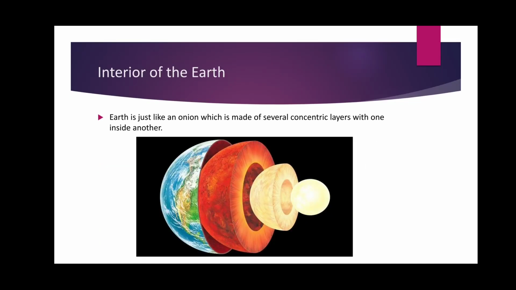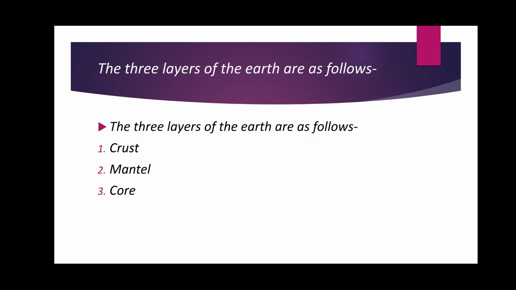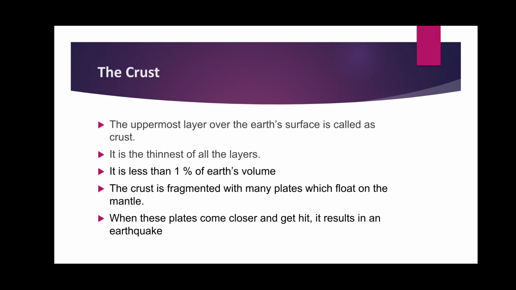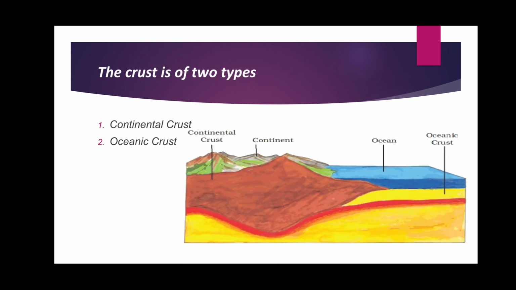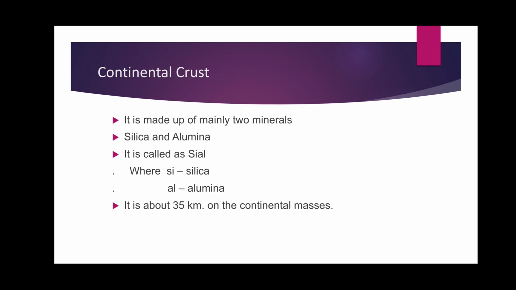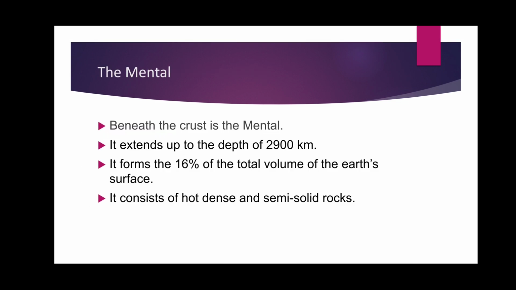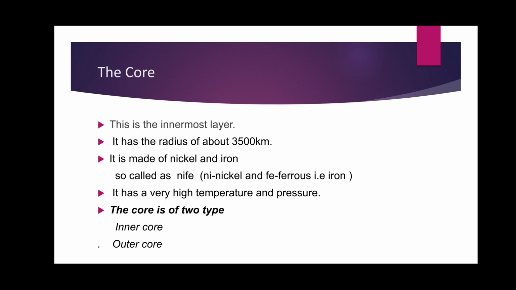with concentric layers, one inside the other. Then we studied about the three layers of the Earth, that is crust, mantle and core. The core is again divided into outer core and inner core. Then we studied about the crust, types of crust, continental crust, oceanic crust, and the minerals that both contain. Then we studied the mantle, then the core.